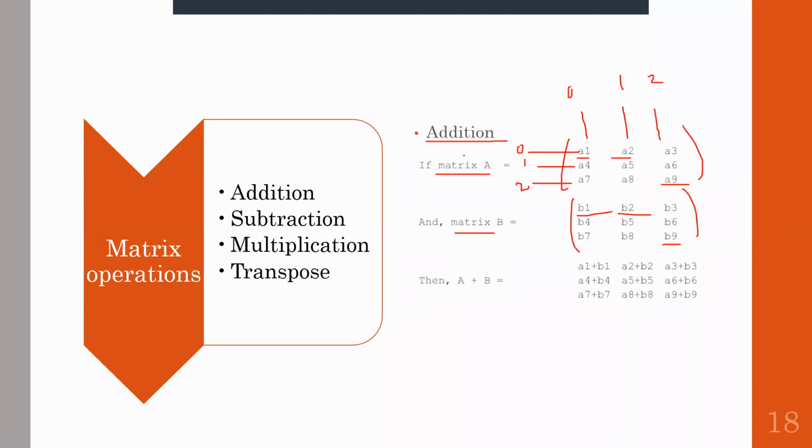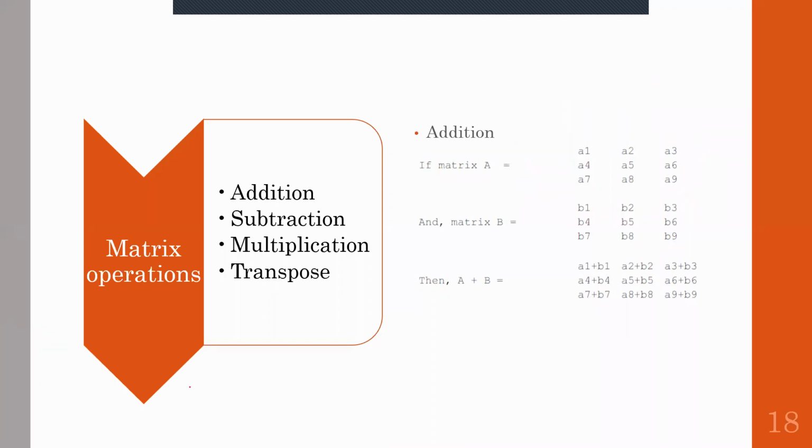So when you're adding two matrices, their rows and columns should be equal. The number of rows and number of columns of both should be the same. So when we add these two matrices, how does the addition go on? You take the first row and first column element of matrix A and add it with the first row and first column element of matrix B. That is, you want to perform addition, so it will be A1 plus B1. So element by element.